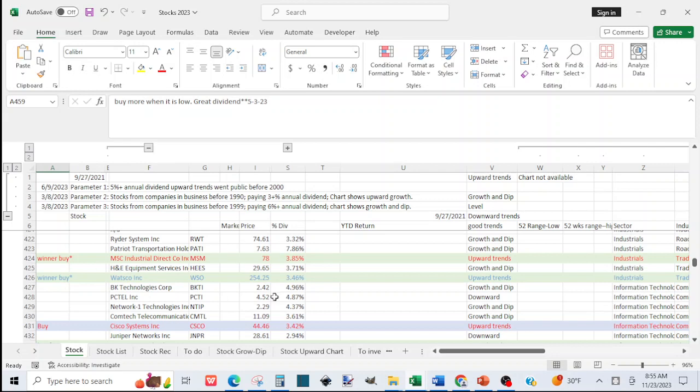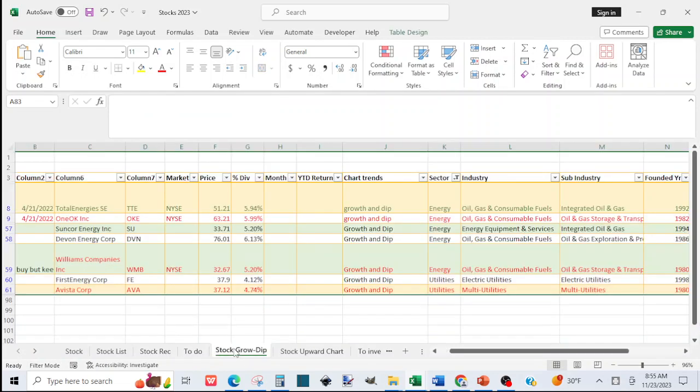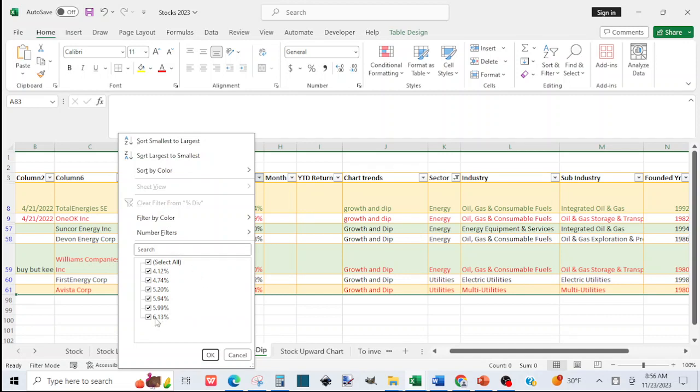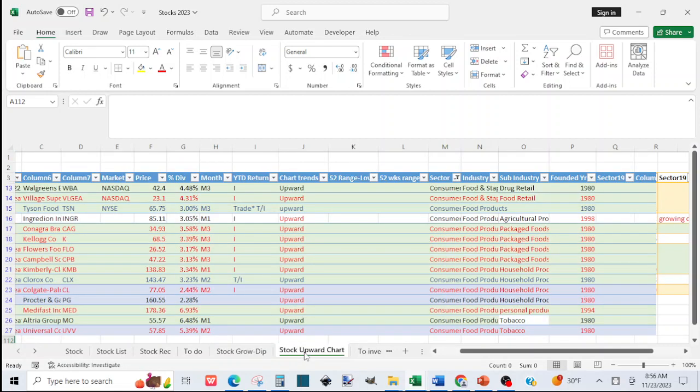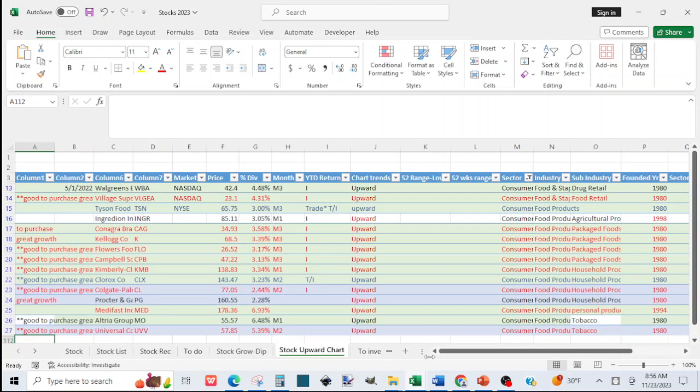Alternatively, you can refilter your master list by having the growth and dip stocks all by themselves, turn it into a table, and then sort them by dividend. For instance, to invest in the 6% one first, then the 5% one, then the 4%, and so forth. And those are sorted by sector. And then you can have the upward trend ones sorted as well, to make sure you invest in the good ones that you have on your master sheets.